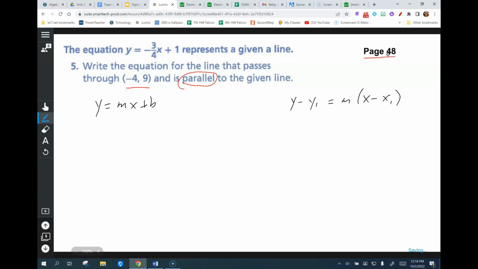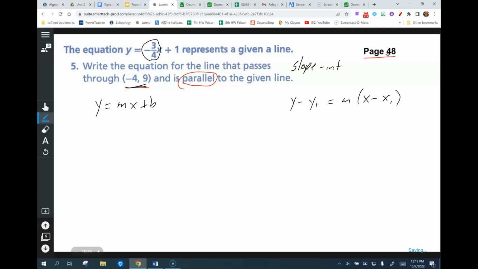Okay, I would like you to try one of them right now. I'd like you to pause and try plugging it in to one of them using this point and this slope, and plug it in and find the equation. Remember, your final answer has to be in slope-intercept form. Okay, it does not say that here, but it should. Your final answer should be in slope-intercept form.